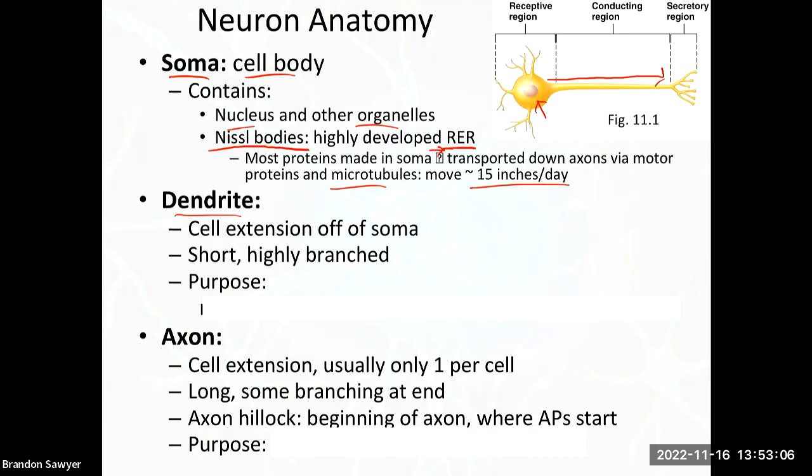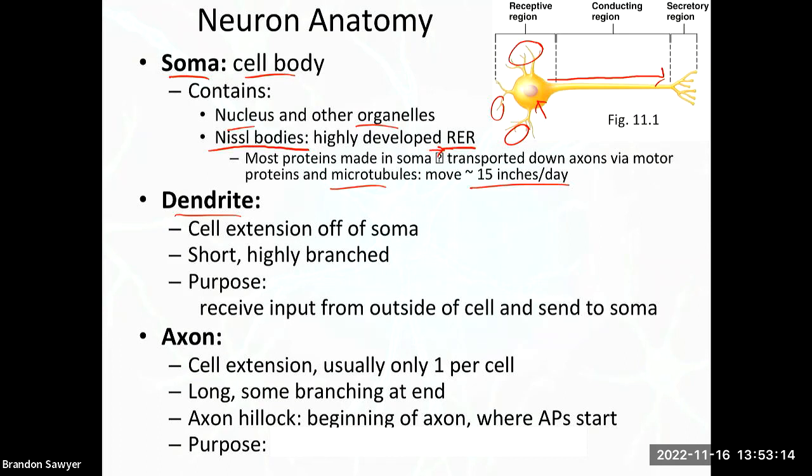The dendrite is going to be the receptive portions. It's really the afferent part of it, if we were going to say it that way. But the bottom line is this is what's receiving input from the outside and then going to the soma. These are very highly branched, very short compared to the other side.